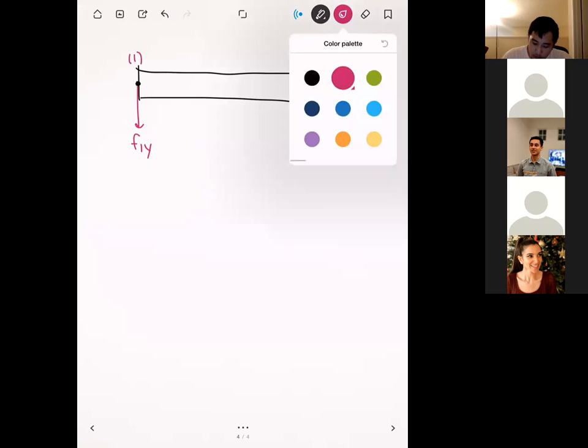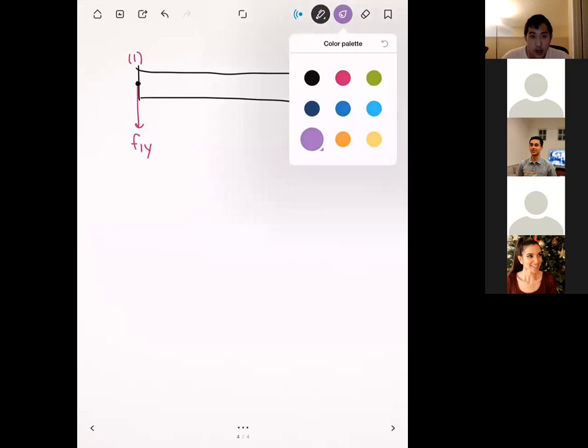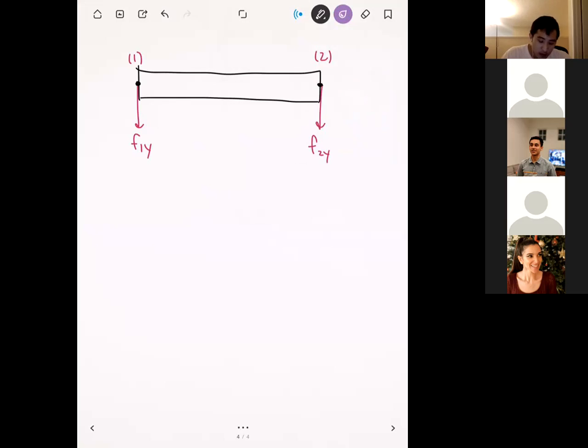And then in addition to that, because we have a beam, remember a beam also has rotational degrees of freedom. So in addition to F1y and F2y, we're going to have a moment that's being applied on node 1, and also a moment that's being applied on node 2. So we have basically four nodal forces that we can solve for here.